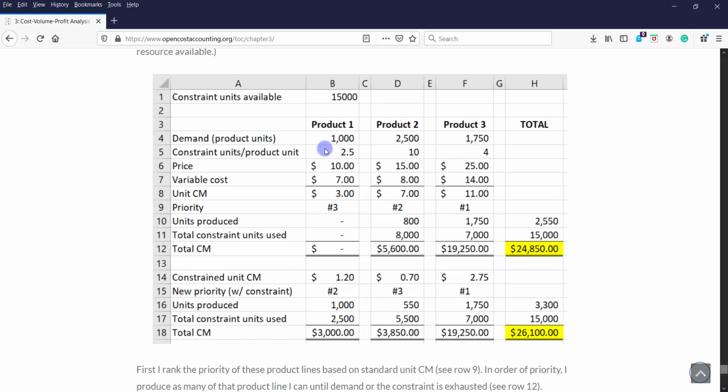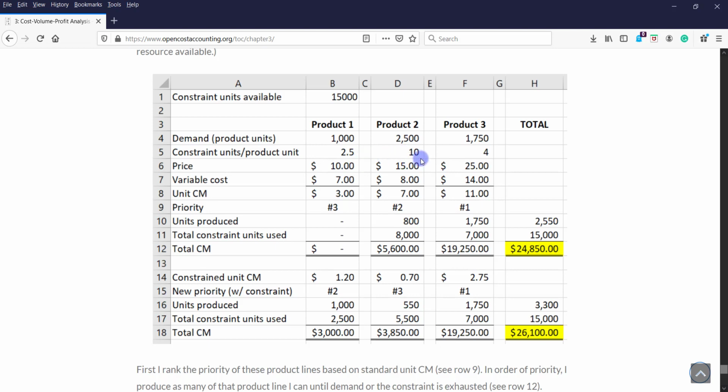And we have set demand for each of the products: 1,000 units for product 1, 2,500 units for product 2, 1,750 units for product 3. And each product uses a different number of units of the constraint. So each unit of product 1 uses 2.5 constraint units. I don't know, 2.5 machine hours if the constraint is a machine. Let's just keep going with that example.